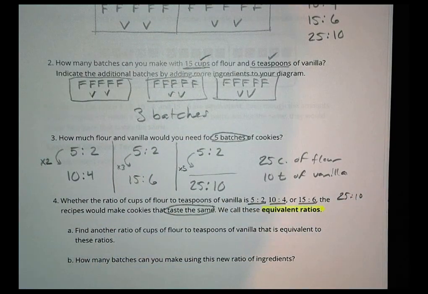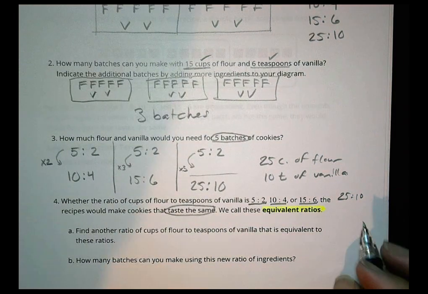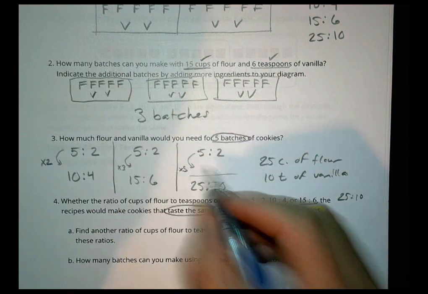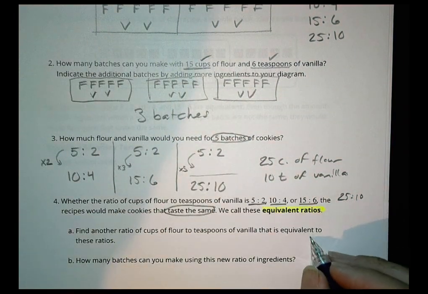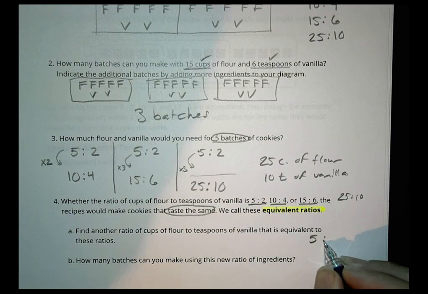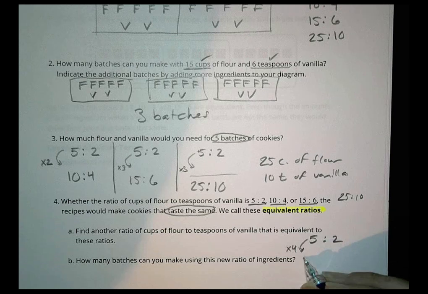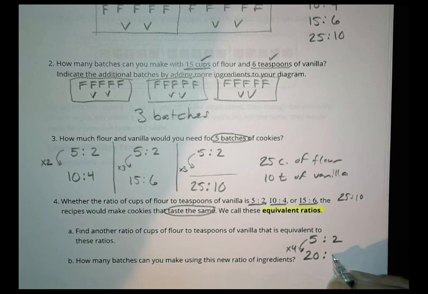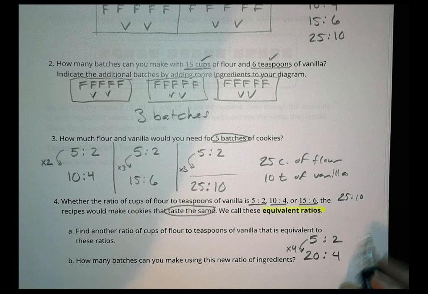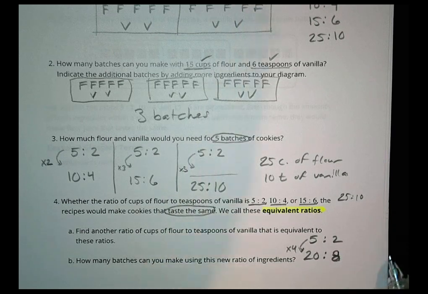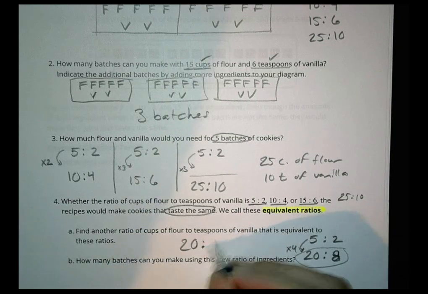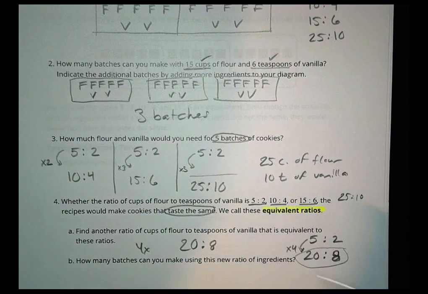Find another ratio of cups of flour to vanilla that's equivalent to these ratios. So we've done double, triple, and times 5, so we could do another. If we wanted to make 4 times as much, we could do times 4 everything. So we would say 5 times 4 is 20, and 2 times 4 is, sorry, 8. So another one could be 20 to 8, which would be 4 times the recipe, something like that.